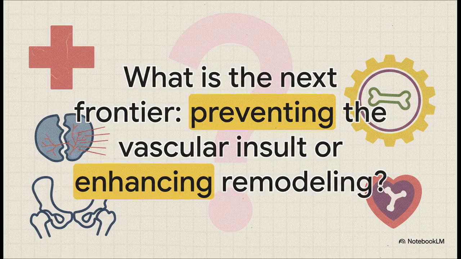And this really leaves us with a fascinating question for the future. We've gotten really good at the mechanical side of things. We're pretty good at containing that damaged femoral head, but the next frontier has to be biological. Are we going to shift our focus to trying to prevent that initial vascular problem from ever happening? Or will we be able to develop new therapies that can actually speed up and enhance the body's own remodeling process? Answering that, well, that's where all the exciting research is headed.